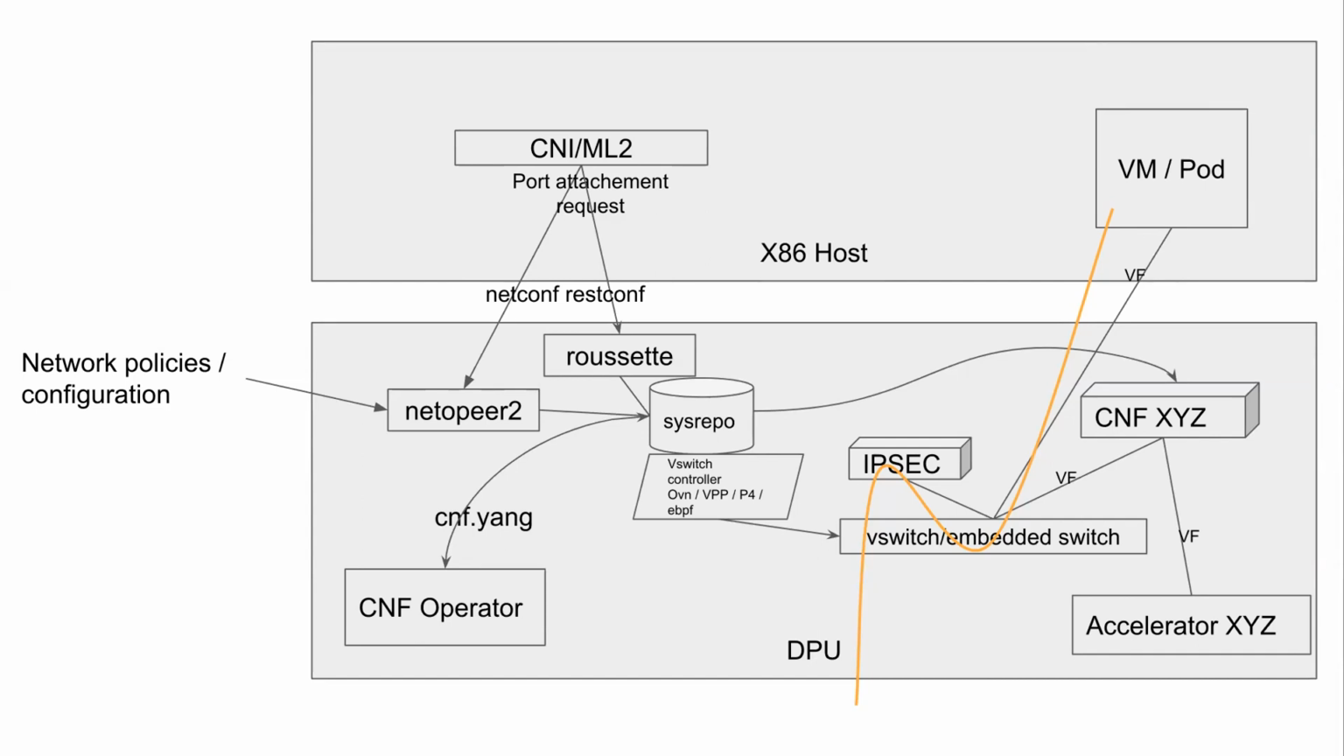So the question is, if there is an abstraction between CNF XYZ and accelerator XYZ, is it also needed here? And is this in scope or out of scope of OPI? Because so far, I understand the northbound. From my perspective, that's out of the scope of OPI because that's internal to the DPU. From the OPI perspective, my understanding is that we should really care about the external interfaces and not what is actually running within the DPU.